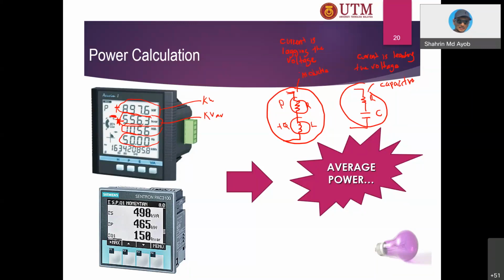Okay. So right now we have three types of load. Resistor, which is I think not possible in the real world. So we have two types of load right now: inductive load and capacitive load. So I ask you, what type of load does our house present that the grid sees? Is it inductive load or capacitive load?